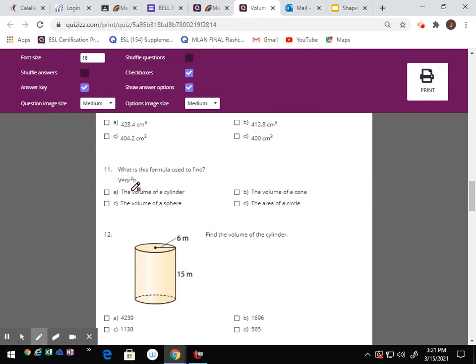On number 11, it says, what is the formula used to find V is equal to pi r squared times the height? Okay, so let me write this out over here. V is equal to pi r squared times height. So when we see pi r squared, we know this is the area formula for a circle. Okay, so the area formula for a circle, again, is pi r squared.